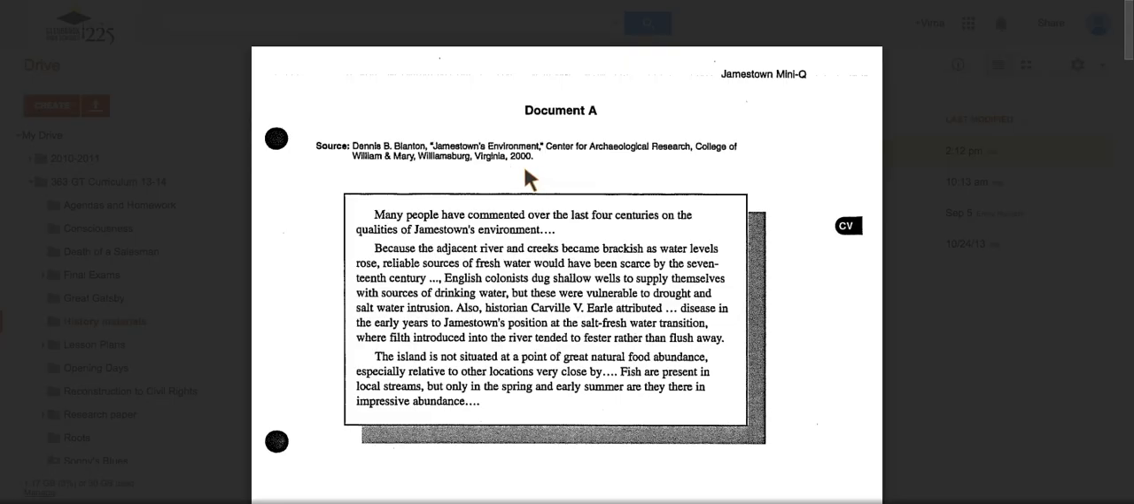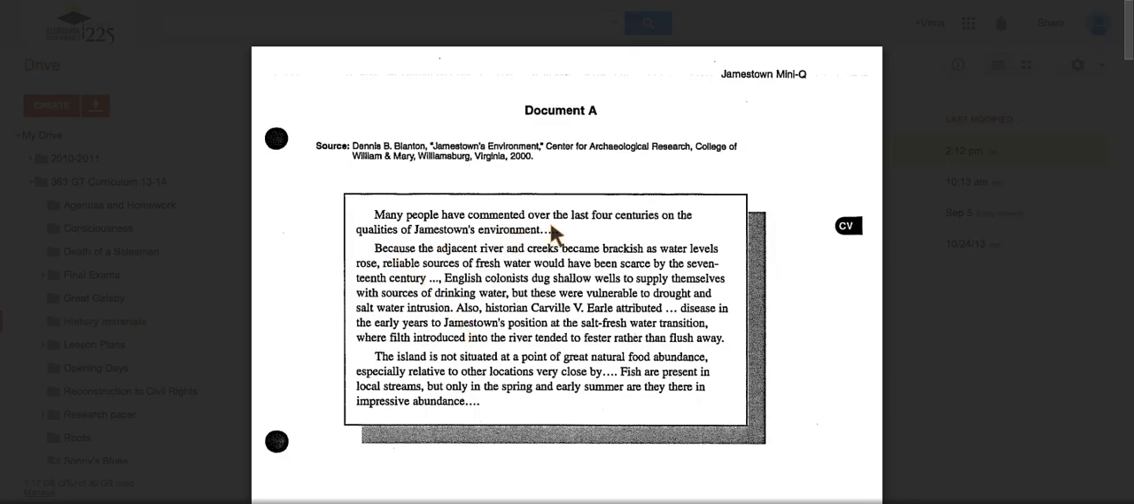Then when you look at a secondary source, you should say who wrote it and why are they a credible source. In this case, Dennis B. Blanton is from the Center for Archaeological Research at the College of William and Mary in Williamsburg, Virginia. So we can assume that Dennis B. Blanton is a researcher at this research center in Virginia by Jamestown. So his credibility increases right there. Then we can look at the title of the document, Jamestown's Environment. And remember, the question that you're answering is, why did so many colonists die at Jamestown? So we know that this excerpt is on the environment at Jamestown. And then you would read through the excerpt.